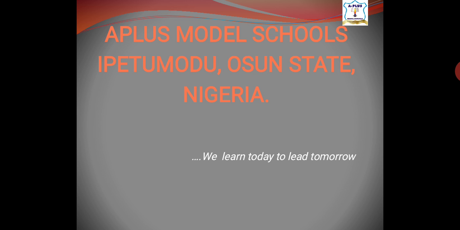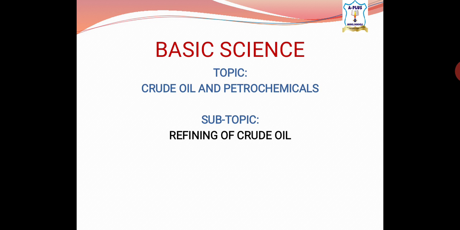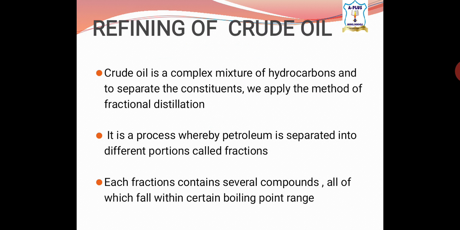Now today, we're still taking crude oil and petrochemicals, and we're going to discuss a subtopic: refining of crude oil. How do we refine crude oil? Crude oil is a complex mixture of hydrocarbons. I think we said during the last class that they're a mixture of hydrocarbons, but they are very complex. And to separate the constituents, we apply the method of fractional distillation.